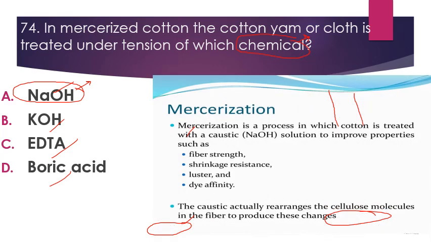So mercerization is a process in which cotton is treated with caustic soda, that is NaOH solution, to improve properties such as fiber strength, shrinkage resistance, luster, and dye affinity. So this caustic soda, or we can say sodium hydroxide, usually rearranges the cellulose molecules in the fiber and produces these changes. So that's why we use this chemical substance to improve its quality.